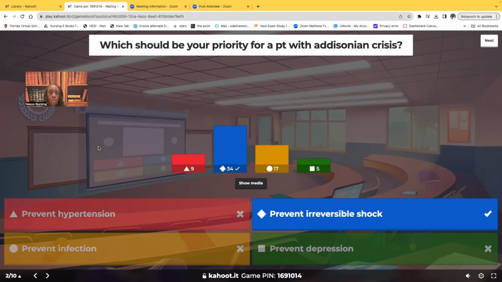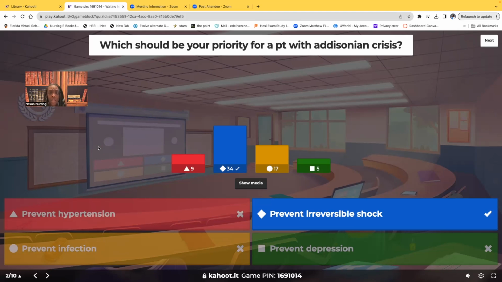Down, low. It could be low to the point that this patient can go into shock where those organs actually start to shut down because there's not enough perfusion happening. So whenever you think about a priority, always think about what can kill your patient the fastest. Look at our choices. Preventing hypertension. Well, the patient with Addison's disease, if anything, they're going to have hypotension and not hypertension.